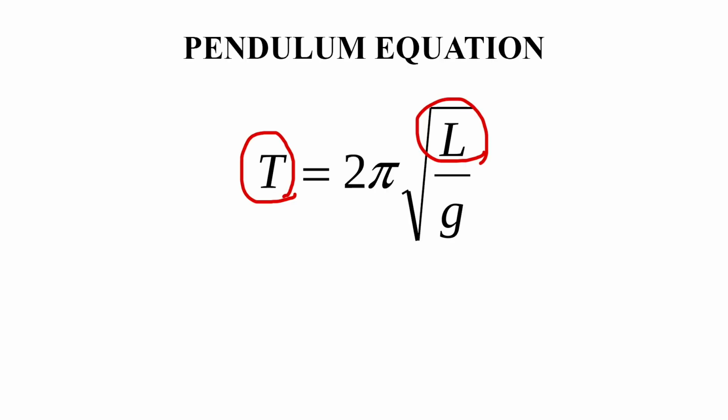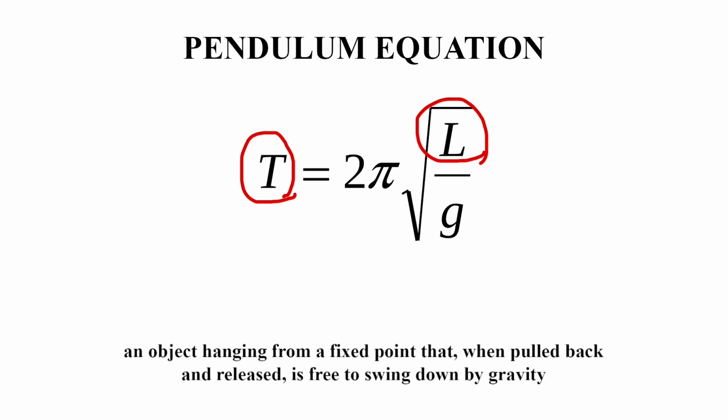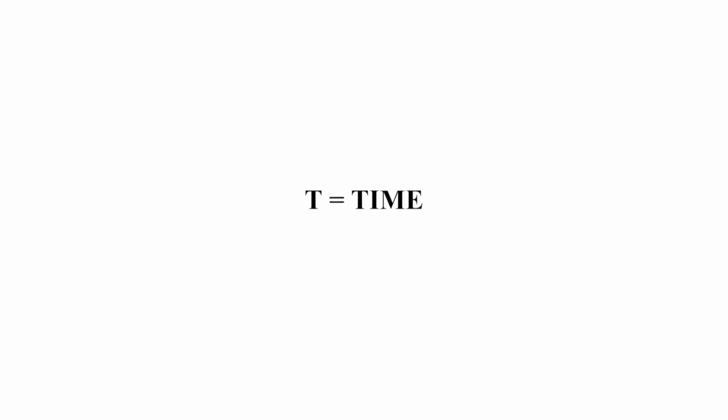This is the pendulum equation. Remember that a pendulum is an object hanging from a fixed point that when pulled back and released is free to swing down by gravity. Here are the variables that go into a pendulum equation. T, time, also known as the period in which the pendulum completes one oscillation from one side to another. L, the length of the string or whatever is being used to connect the mass to a fixed point. This is affected by a root relationship to the period.